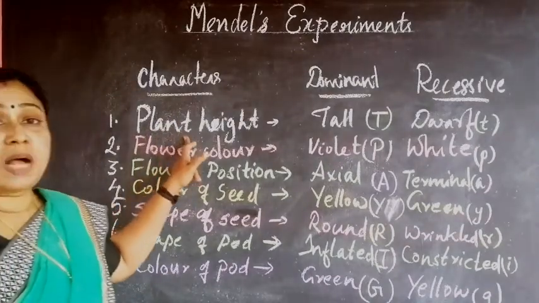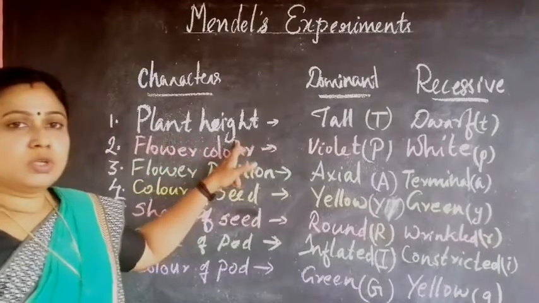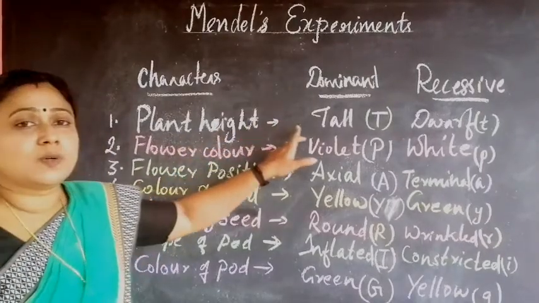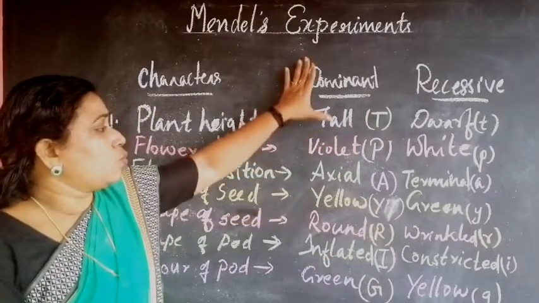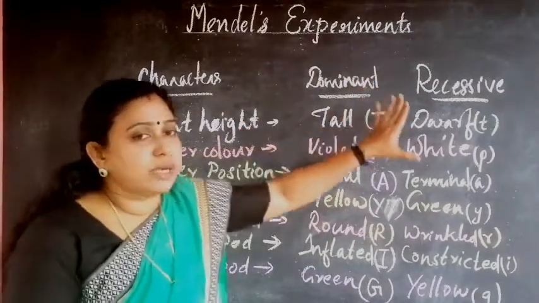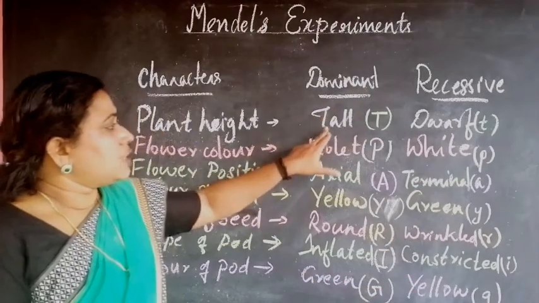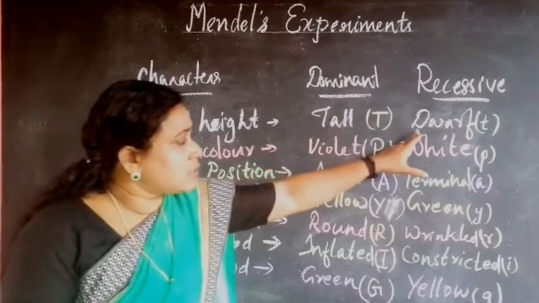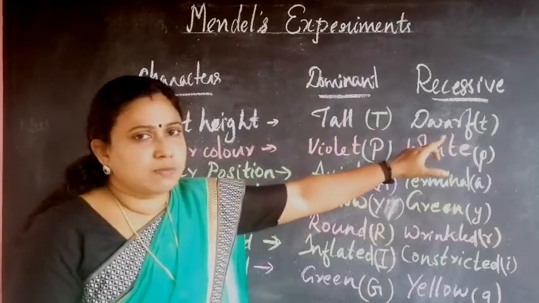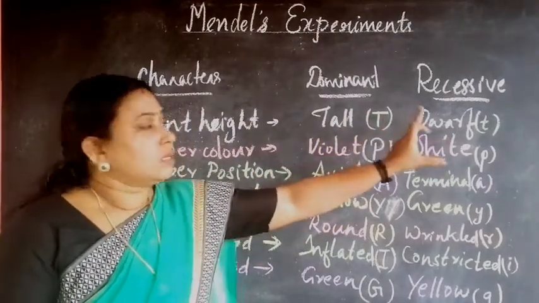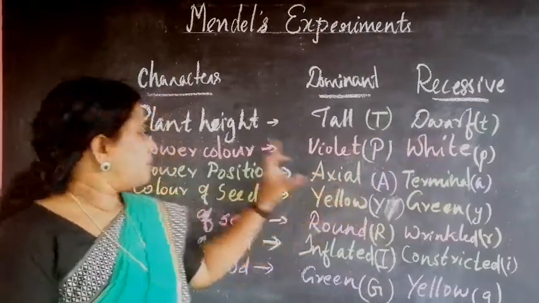One character is the height of the plant. This height will have two contrasting traits, and of these two, one trait is dominant and another one is recessive. Tallness is dominant and dwarfness is recessive, represented by capital T and small t. Each one is represented by corresponding alphabetic letters.